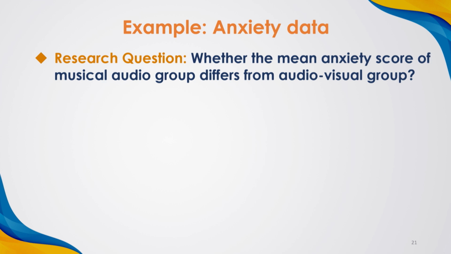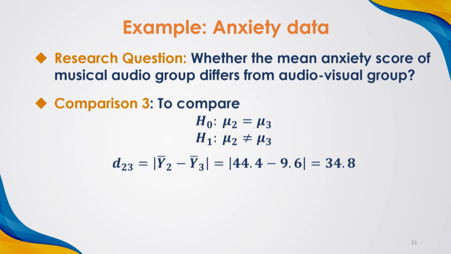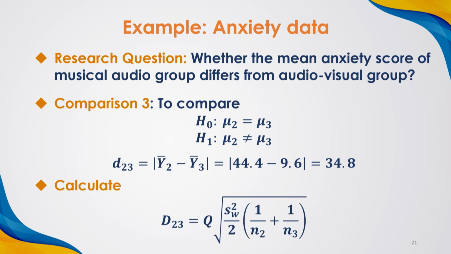And now we are moving to the third pair, that is the second group and the third group. So the research question is whether the mean answer score of the musical audio group differs from the audiovisual group. So this is the last comparison we are making. In the null hypothesis, mu2 is equal to mu3 against mu2 not equal to mu3. Again in the same way, we are going to compute the mean difference between these two groups, that is the difference of y2 bar and y3 bar, which is 34.6, and we are going to calculate the critical value for the difference, that is capital D23.